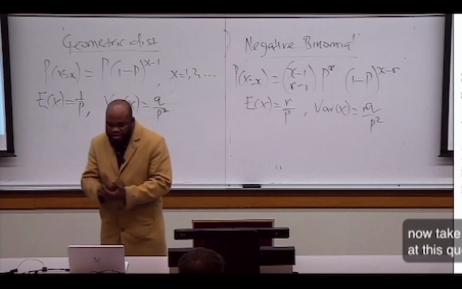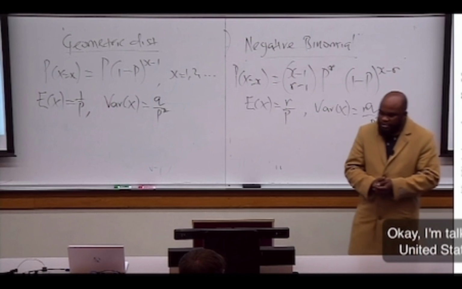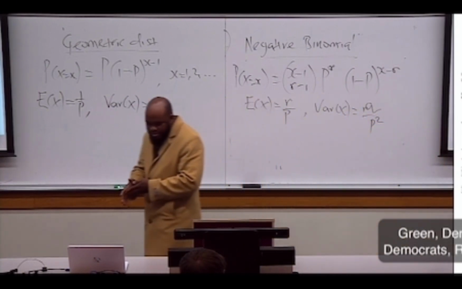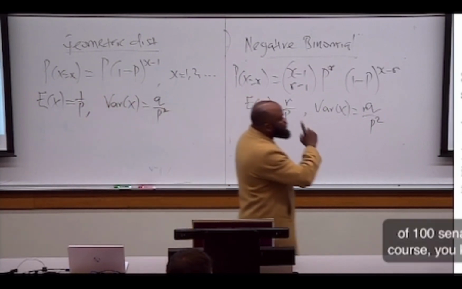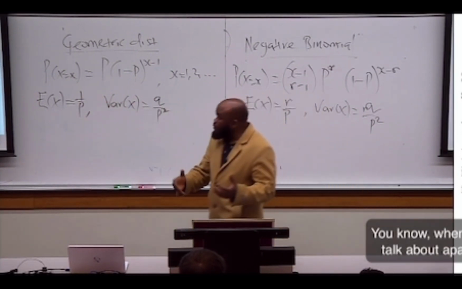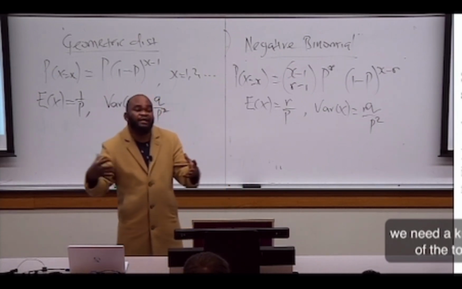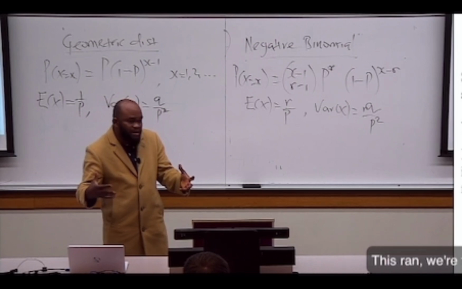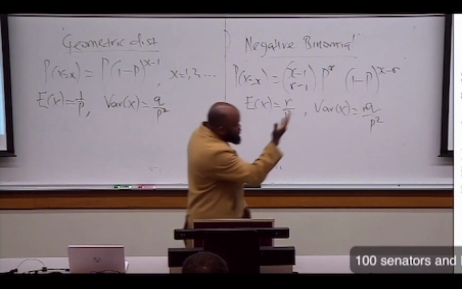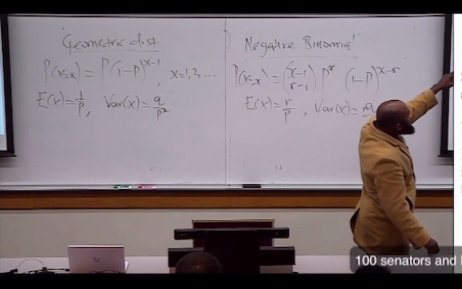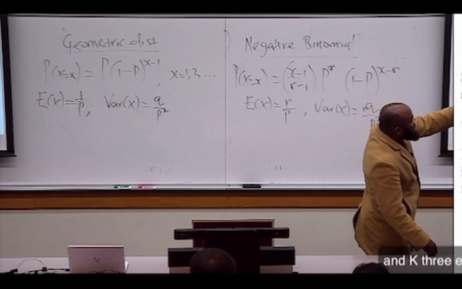I want to take you to politics. Now, take a look at this question. Suppose there are R equal to 3 political parties. Okay, I'm talking about the United States now. Green, Democratic, Republican. Now, the Senate consists of 100 senators. Of course, you know that. You know, when you want to talk about hypergeometric, we need a knowledge of the totality. This is not a sample size this time around. We're talking about an uppercase N, the totality. Okay, 100 senators, and K1 equal to 45 Green Party, K2 equal to 20, and K3 equal to 35.